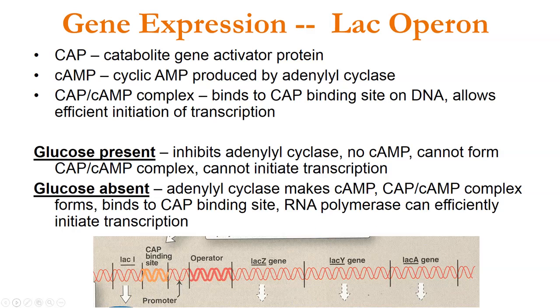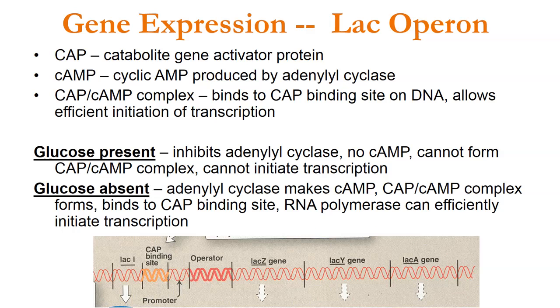So let's look at glucose first. Okay, so there's a couple terms I need to define here. CAP, catabolite gene activator protein. CAMP, or cyclic AMP. We've already talked about, I think we've already talked about cyclic AMP somewhere. Certainly you'll see cyclic AMP all over the place.